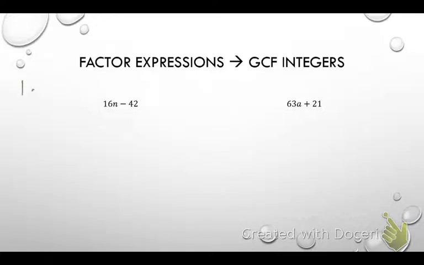So 1 times 16. Does 16 go into 42? No, so we go 2 times 8. Does 8 go into 42? Nope. It goes into 40, but not 42. So now I go to 4 times 4. Does 4 go into 42? No. So 16 is out, 8 is out, 4 is out. This is where my factors repeat. So if 4 is out, the next one down is 2.